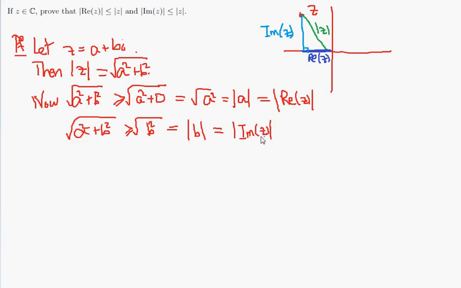And therefore, either way, the modulus of z is greater than or equal to both the absolute value of the real part of z and the absolute value of the imaginary part of z, and that is the end of the proof.